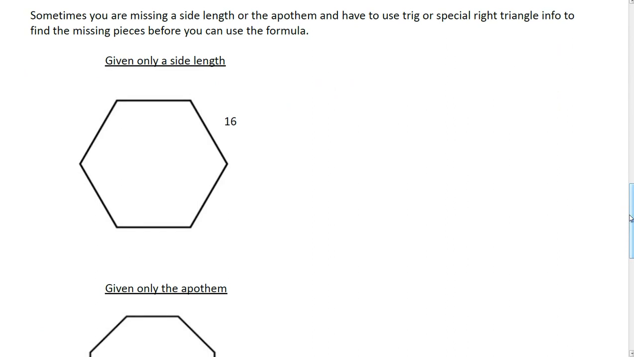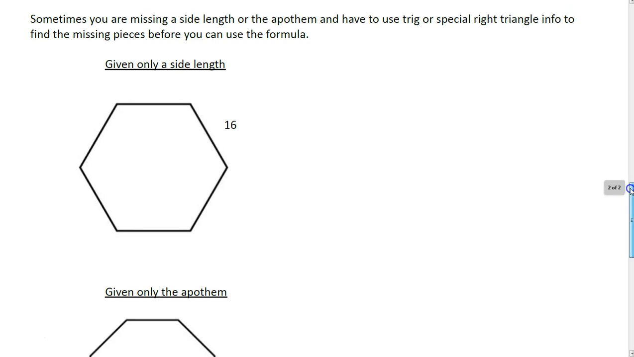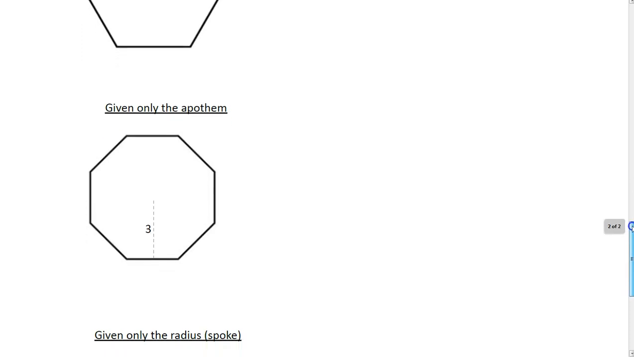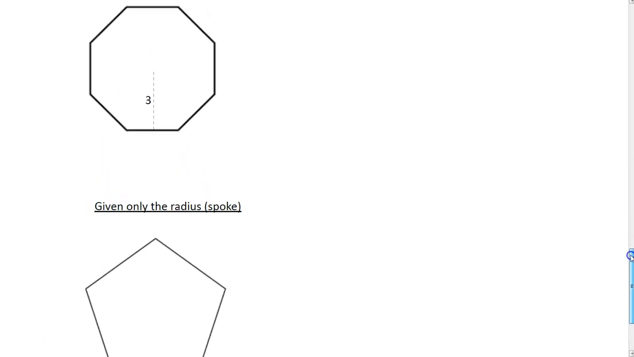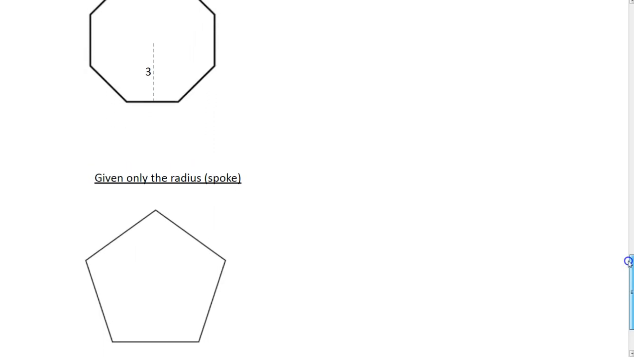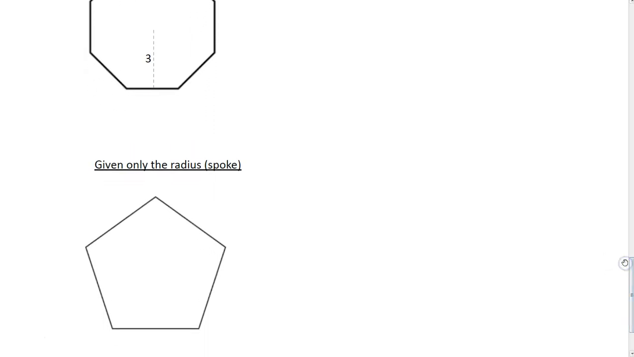All right, so here are some options. It says sometimes you're missing something. You need to use trig or special right triangle stuff. Sometimes you only have a side length. Sometimes you only have the apothem. And sometimes you only have a spoke, which I don't know why we called that radius, but a spoke, let me just kind of talk about that for a quick second.